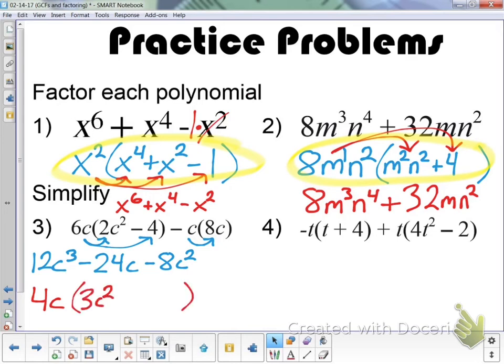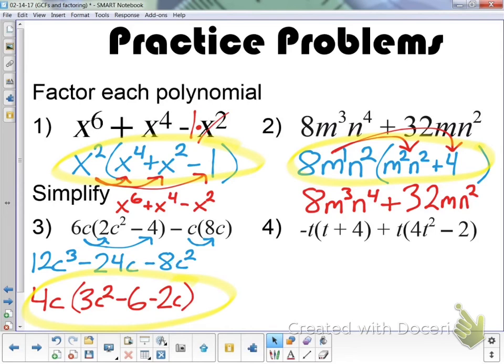12 divided by 4 is 3, and c3 divided by c1 is c2. 24 divided by 4 is negative 6, and there was a c1, but we divided out another c1, so we're just left with negative 6. Negative 8 divided by 4 is negative 2, and c squared divided by c1 is just c. So there you have it. Again, you could put this into standard form by just flipping those last two terms around.